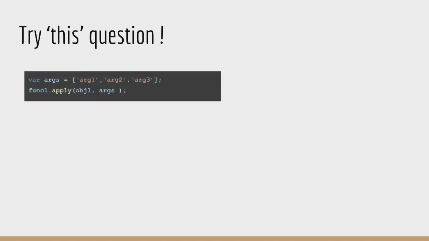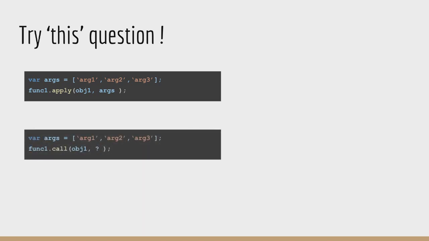Try answering this question if you think you understood these concepts and have a clear grasp on JavaScript. We have an array of args and we have a func1 and an object obj1. We are using the apply method to call this function on the obj1 and passing the args array as the arguments. Now, we wish to do the same thing using the call method. How can we accomplish this? Hint: think in terms of a very powerful yet simple ES6 operator. Provide your answers in the comment section.